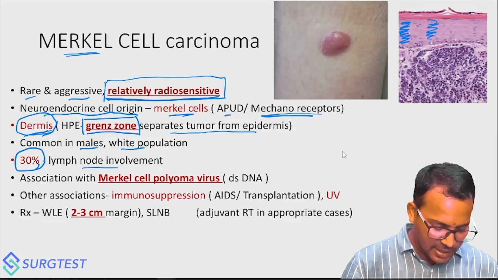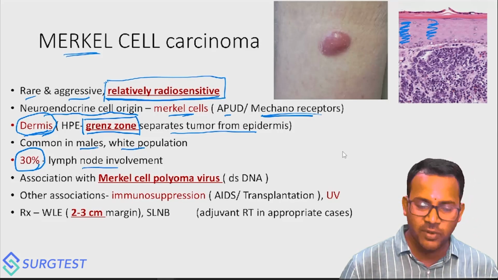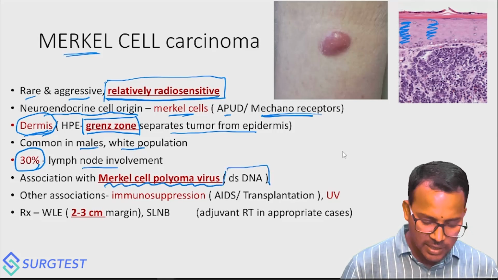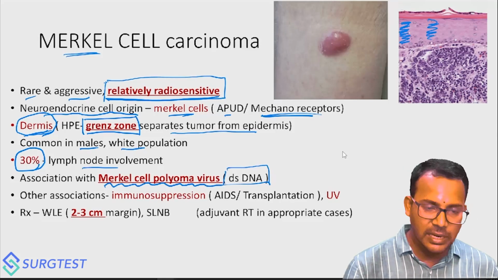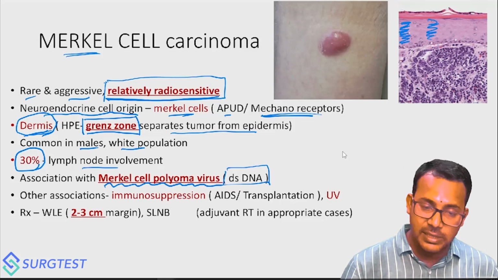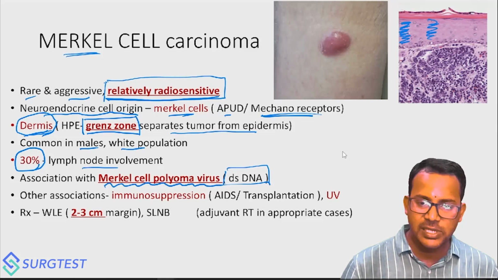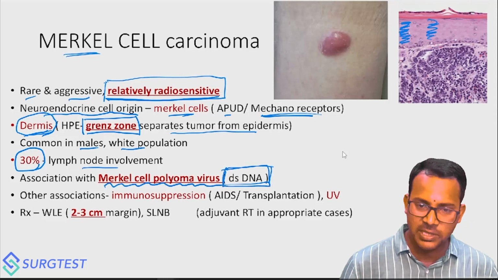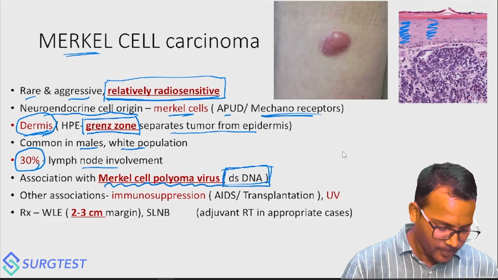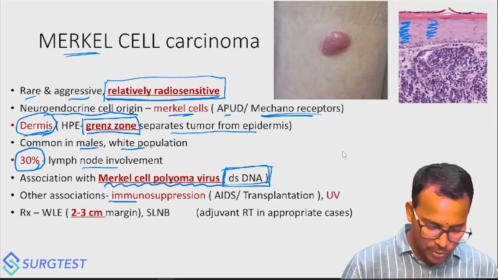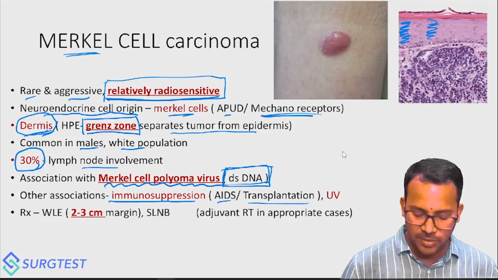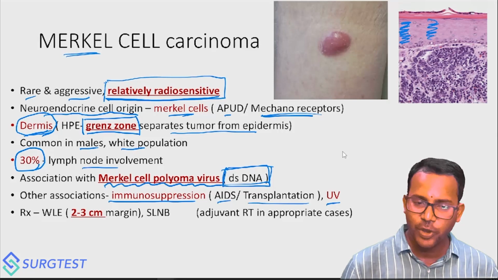There is an association of Merkel cell carcinoma with Merkel cell polyomavirus, which is a double-stranded DNA virus. This double-stranded DNA virus is also important. This has been asked previously in one of the examinations. Merkel cell carcinomas are also associated with immunosuppression, mainly seen in patients with AIDS or patients on transplantation, and also UV irradiation.